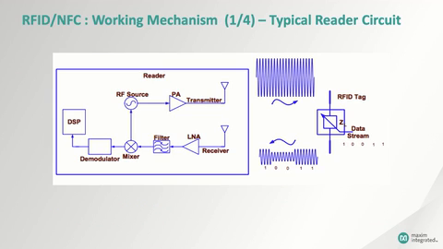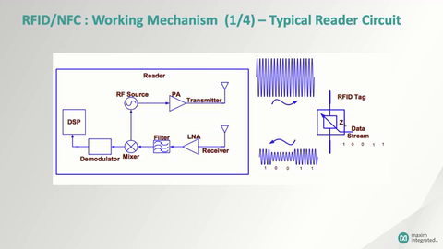Now, this diagram illustrates a simple RFID reader. If you've ever taken a peek inside a radio transceiver, the components are going to look really familiar. There's an RF oscillator and a power amplifier in the transmitter, and a low noise amplifier, a filter, a mixer, and a demodulator in the receiver signal chain.